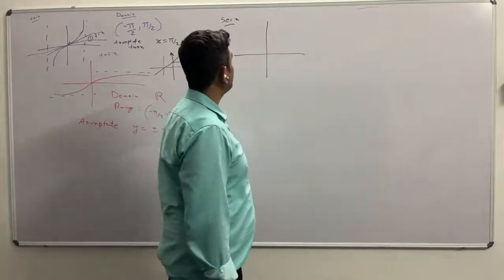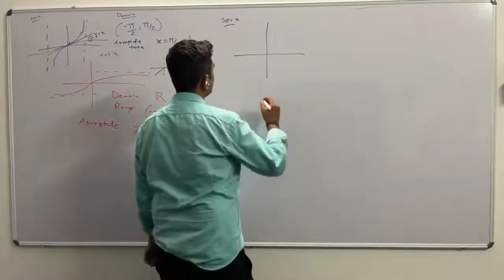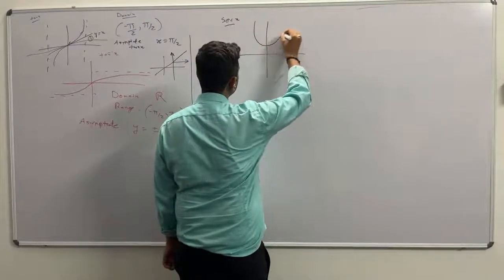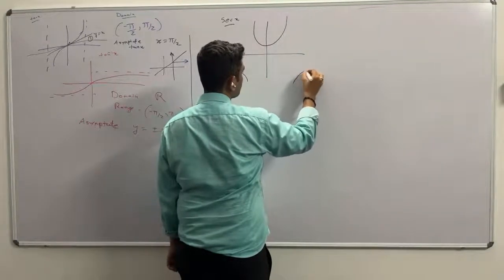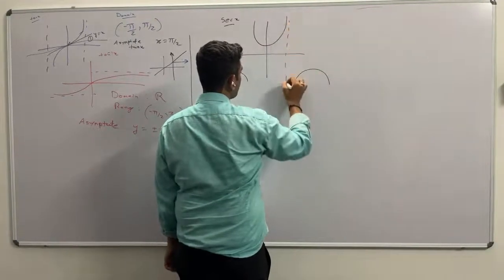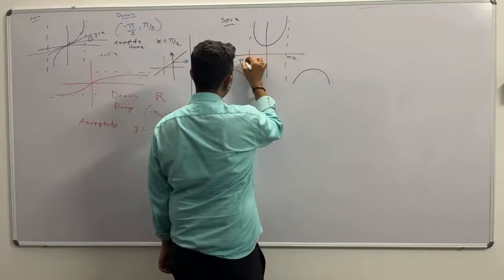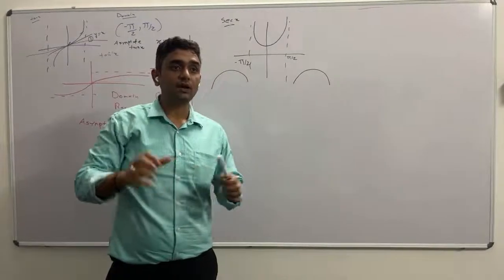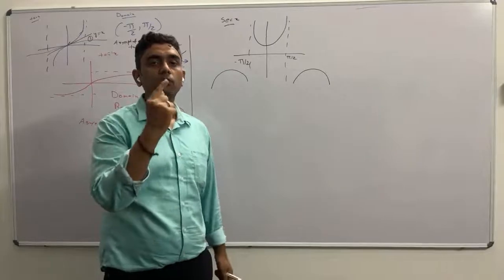Okay, now what will happen over here in secant x? Now this will be the graph of secant x. Now we have to cut it. See, first of all, where to cut? The only thing in your mind should be to make it 1 to 1.